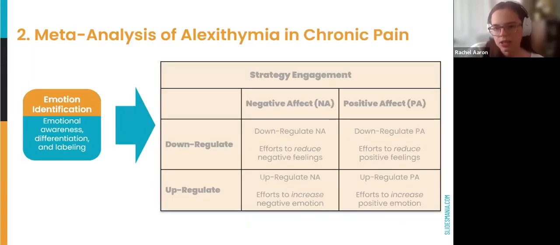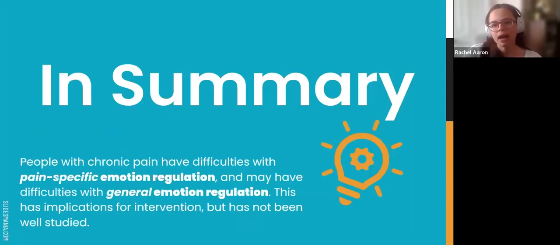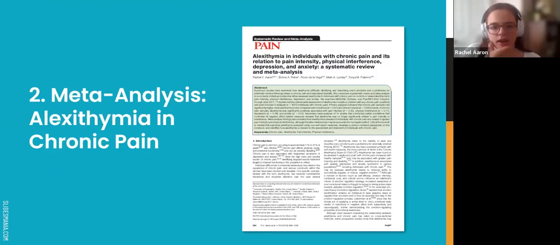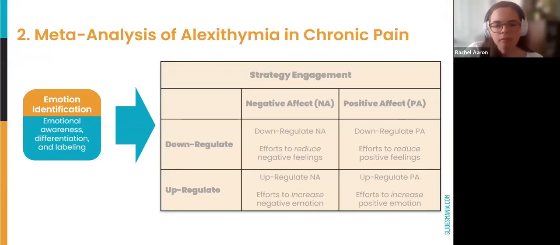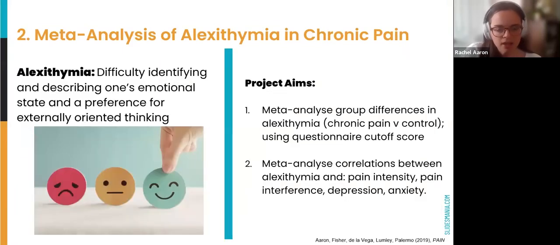So I'm going to take a quick detour back to this emotion identification box. We talked a good bit about strategies in pain, and now we'll talk about emotion identification. Specifically, alexithymia, which is a specific deficit in emotion identification, I'll define for you later. This study conducted a meta-analysis looking at levels of alexithymia in pain. Going back to this emotion identification box, alexithymia refers to difficulties identifying and describing one's emotional state and a preference for externally oriented thinking.